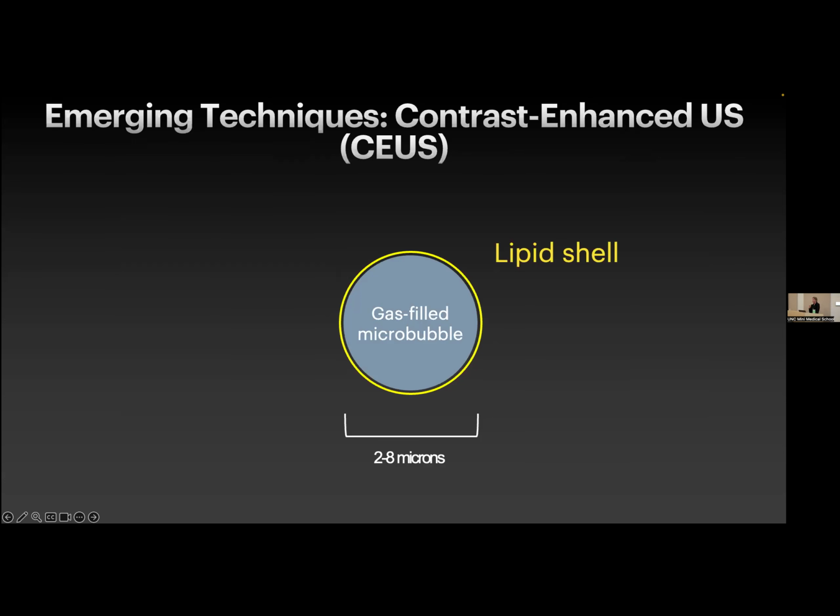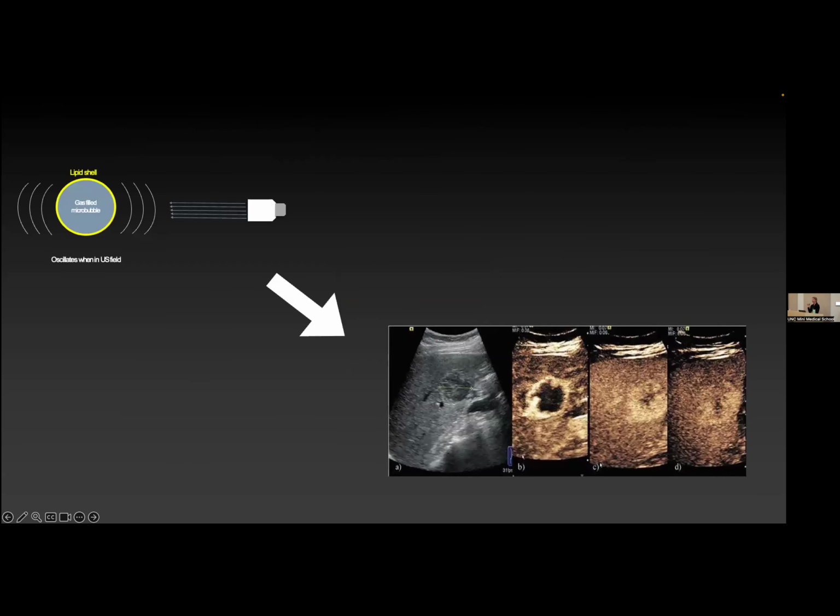And the bubbles that we use here are really small. So this is just a little diagram of what it is. It's a gas-filled microbubble. It has a little lipid or fat-containing shell, and it's about the size of a red blood cell. So really, really small. This is like 2 to 8 microns. And when we inject it, we can then use ultrasound to take an image, and we can see in real time the bubble starts to oscillate or move, and we can see that movement as a picture on our ultrasound.